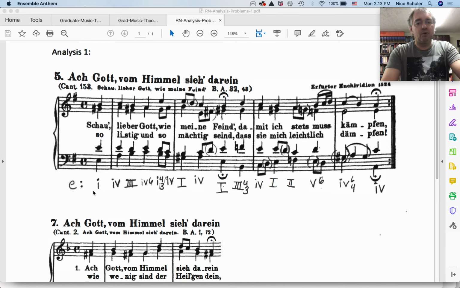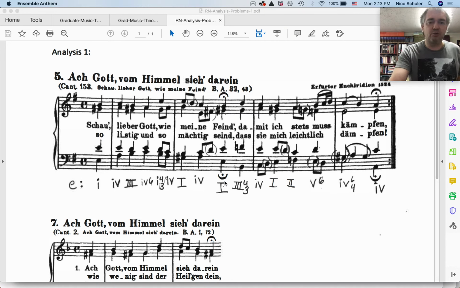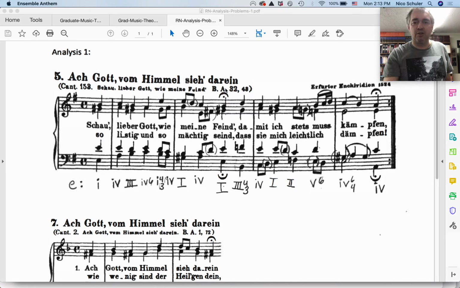So just by looking at the progression and by not finding a 5-1 resolution, a dominant tonic resolution, we can tell. So always look for a dominant tonic resolution and look for cadence points. There are two obvious cadence points here, where the fermatas are.